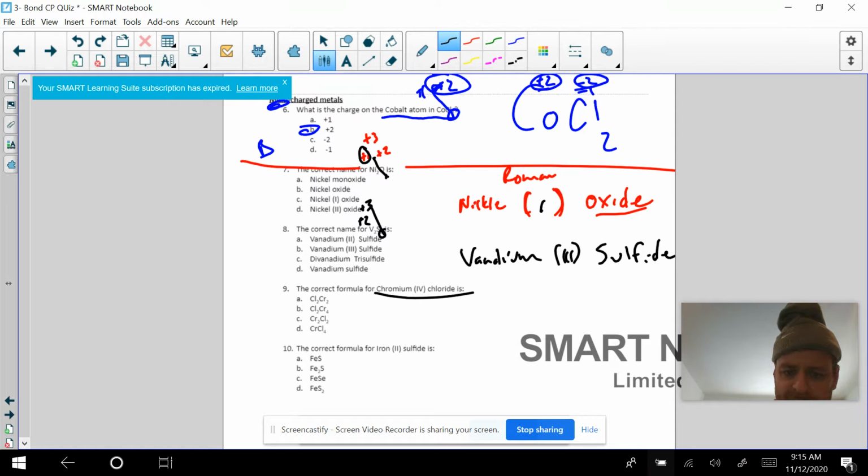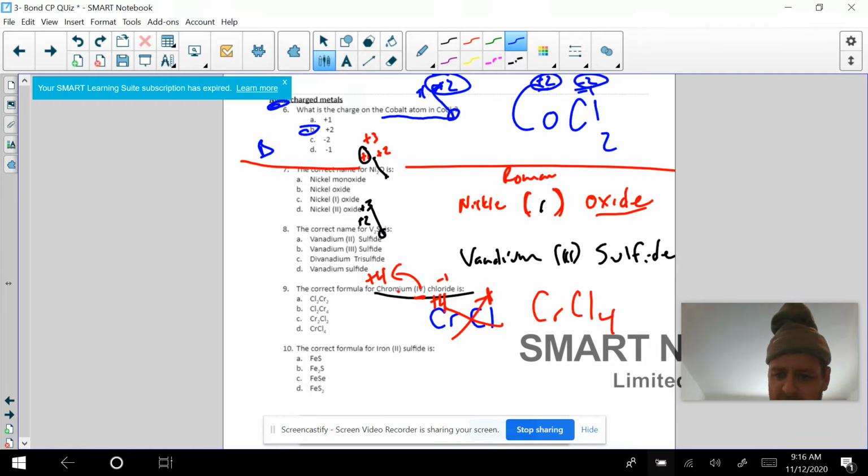Now we're going to go the other way, and the same thing holds true from the last problem. The last time we wrote formulas: write out the symbols, put the charges above. Remember, the 4 tells me that it's plus 4. Chromium is plus 4. Chlorine is minus 1 from my periodic table. The Roman numeral tells me the charge. Chlorine is always minus 1 on the periodic table. Crisscross. CrCl4. Bam. Done.